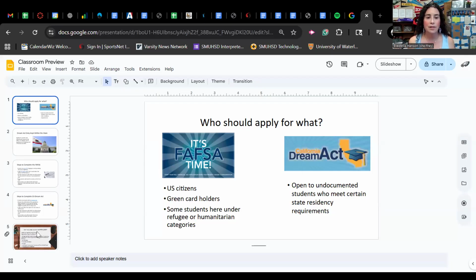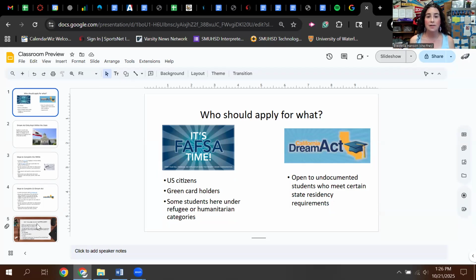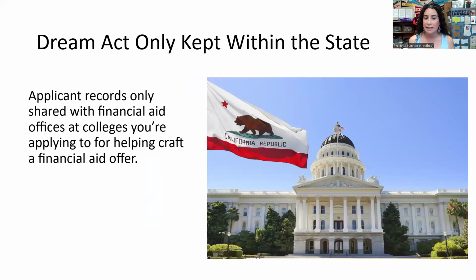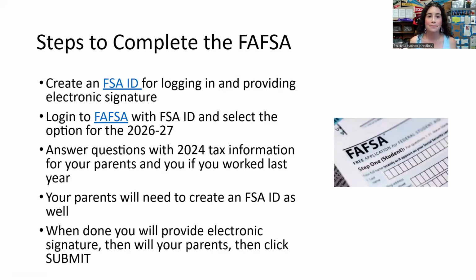Okay, it's just a real quick refresher of the two. FAFSA or DREAM Act, you'll do FAFSA if you're a U.S. citizen, green card holder, or here under certain humanitarian refugee status. If you're an undocumented student, you're going to fill out the California DREAM Act and get help from the state government. If you're doing DREAM Act, just a reminder that information is kept safe within the state. It is only shared with the colleges you're applying to, so they know what kind of help you might need in funding your education. It is never shared with the federal government.